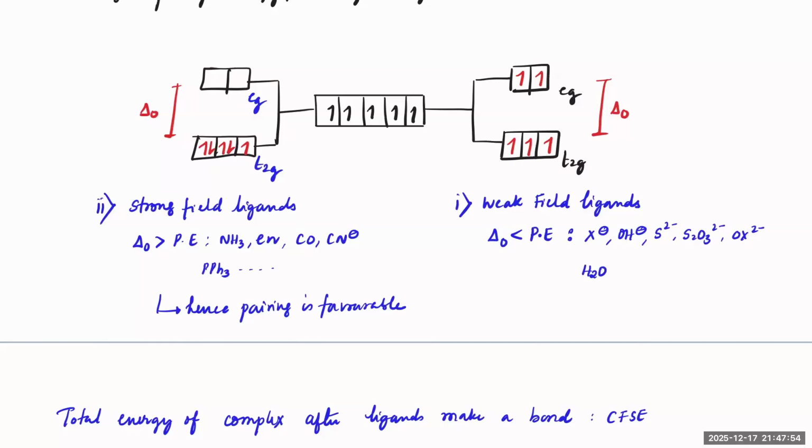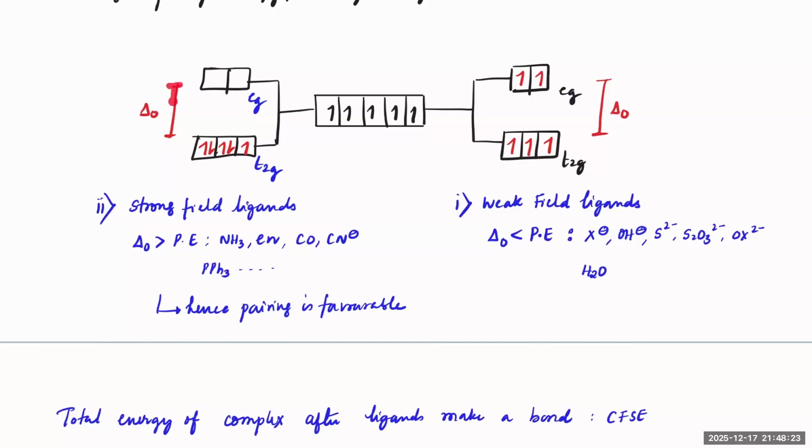Imagine this one. Whether it should go for this type of arrangement or this type of arrangement depends upon how much the splitting energy is. If the splitting energy is sufficiently high as compared to the energy required to pair, because if you are putting one electron with the other electron, they naturally have some repulsions. That repulsive force is called pairing energy.